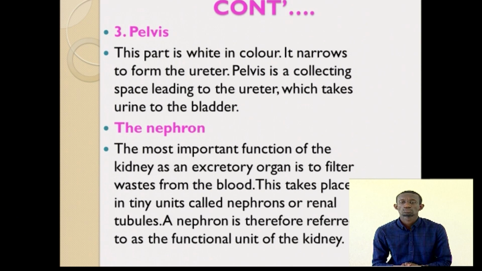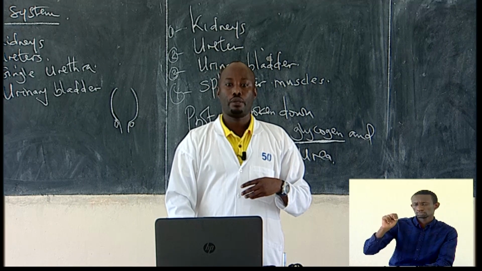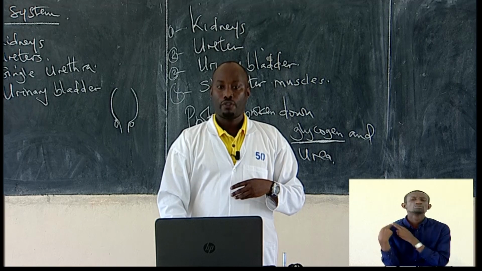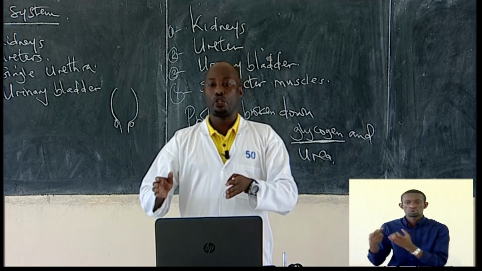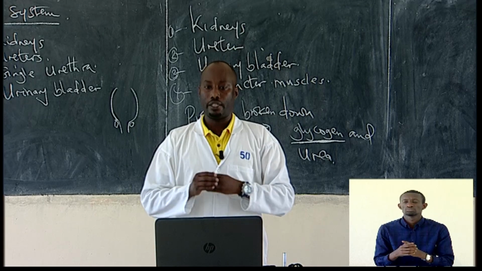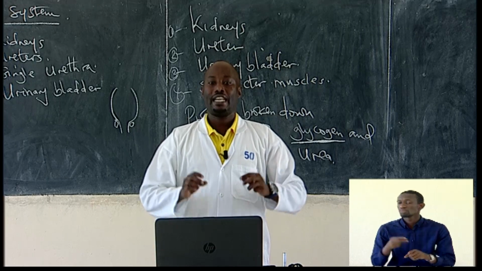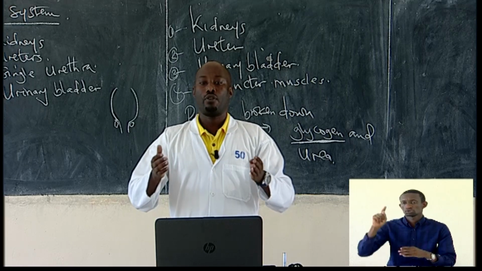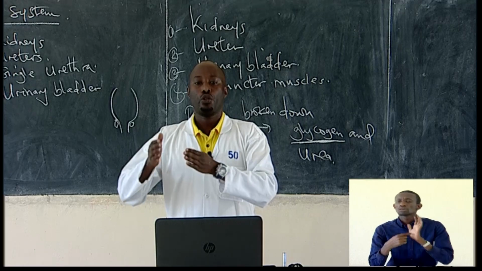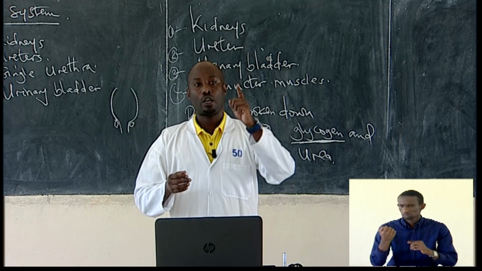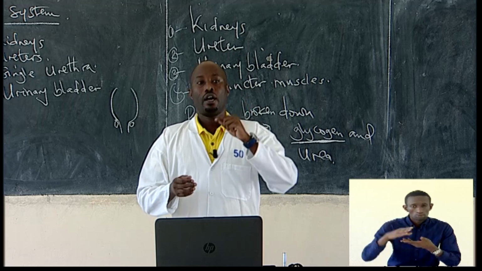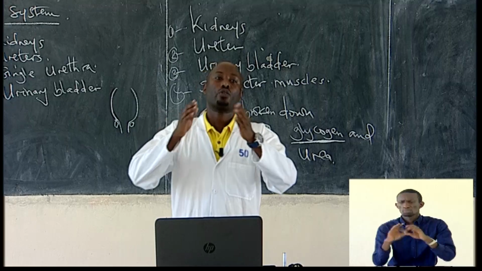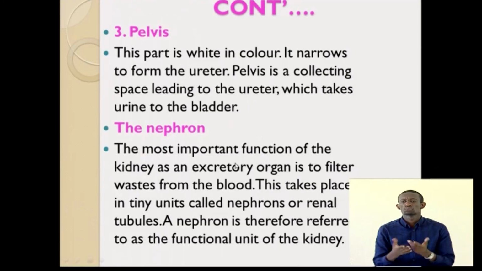So let's talk about the nephron, as I mentioned. The nephron is the most important functional part of the kidney, and it is responsible for excretion. The functional unit of the kidney is referred to as the nephron. Excretion takes place in tiny units called nephrons, or renal tubules. A nephron is therefore referred to as the functional unit of the kidney. Next time, we're going to talk about the structure of the nephron and its function, and how it plays a very important role in ultrafiltration and also selective reabsorption.